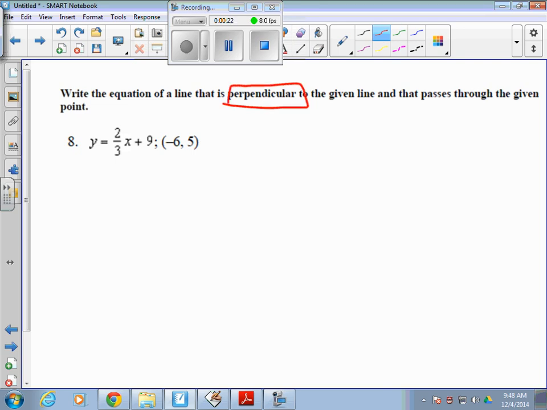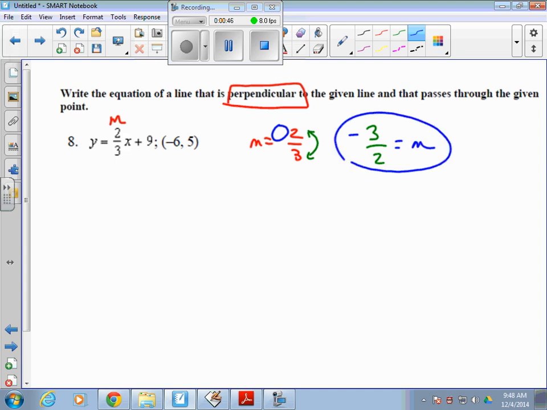So that means we're going to take the slope of the line that's given, flip it, and change it. This is the slope of the line that's given, m equals 2/3. If it were parallel, we would use the exact same slope, but it says perpendicular. So we're going to flip it. We use the reciprocal, 3/2, and change the sign. It was positive, so it becomes negative. So our slope is negative 3/2.